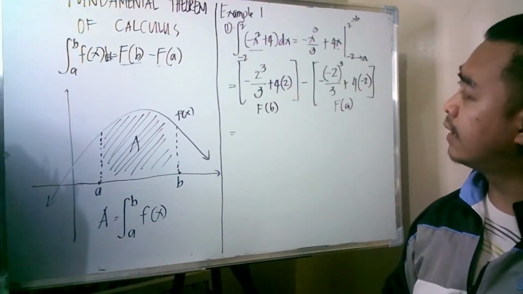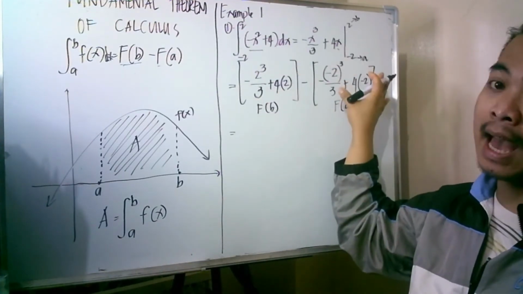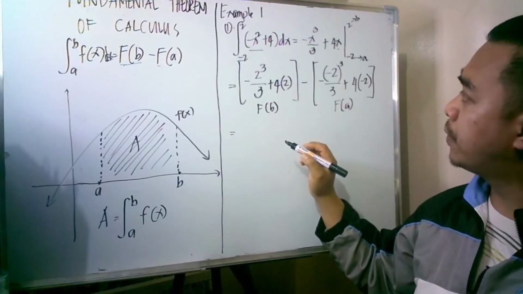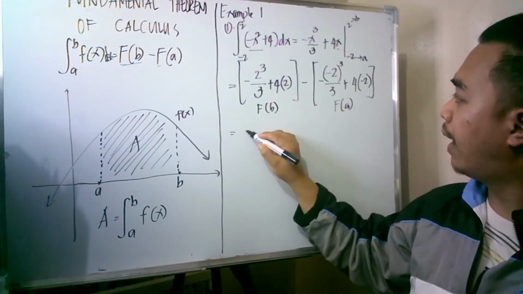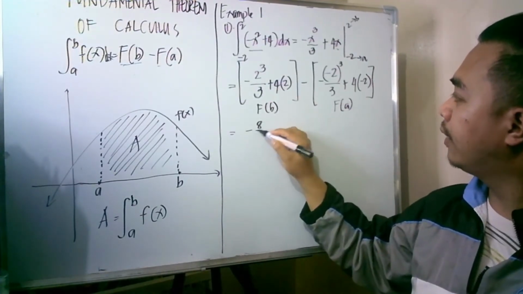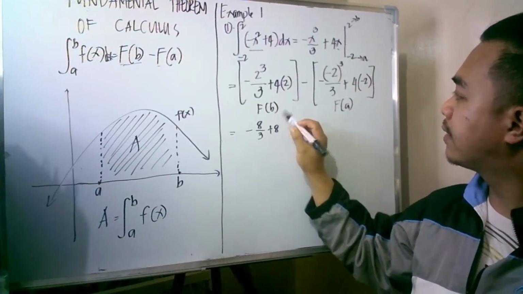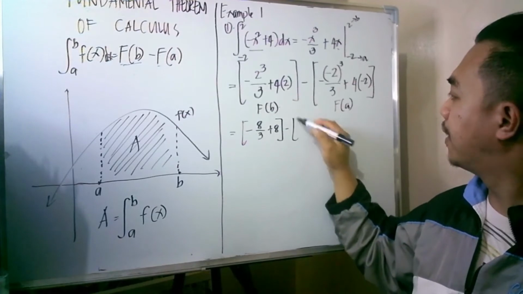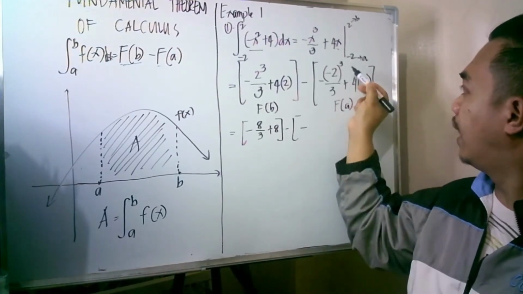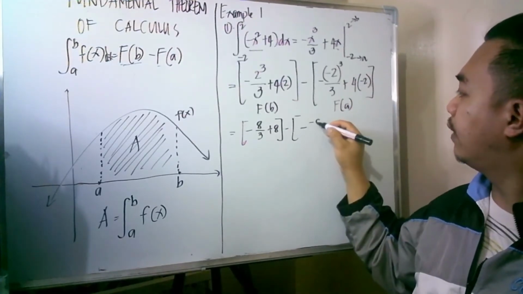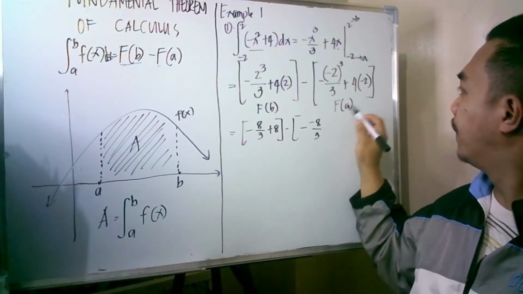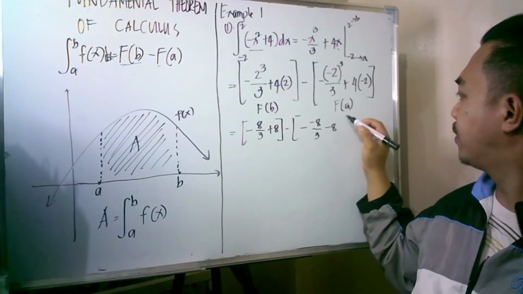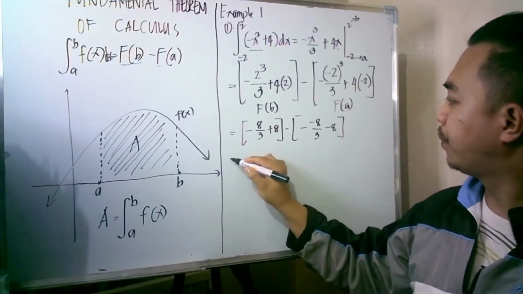So arithmetic lang na yung involved kasi lahat ay numbers na. Lahat ay numbers na yan. So how should we proceed? We have negative 8 over 3 plus 8. That's the cube of 2. Minus negative, ang cube ng negative 2 ay negative 8 over 3. 4 times negative 2, that's negative 8. So magiging minus 8 siya dito.